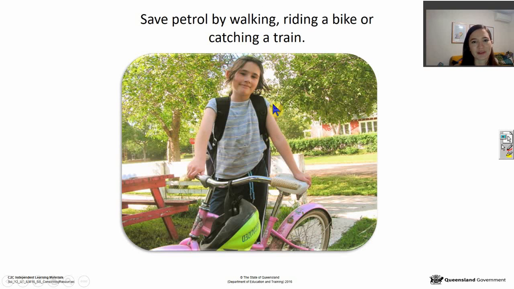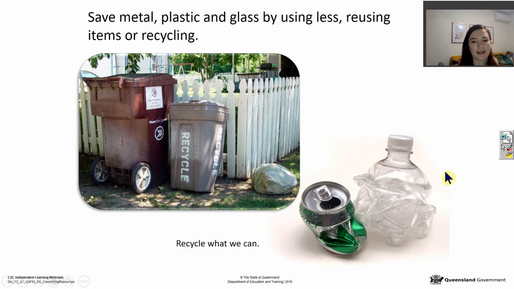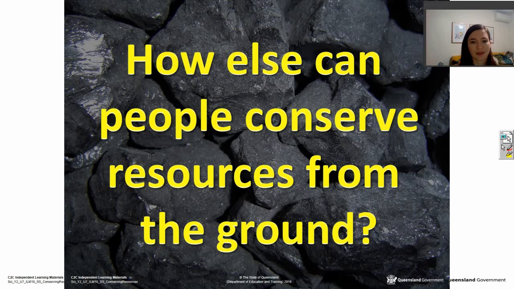Okay, you could save petrol by walking, riding a bike, or catching a train. There's some great ideas. And we can save metal, plastic and glass by using less or reusing items. So we recycle what we can. Okay. So are there any other ways you can think of to conserve resources from the ground?